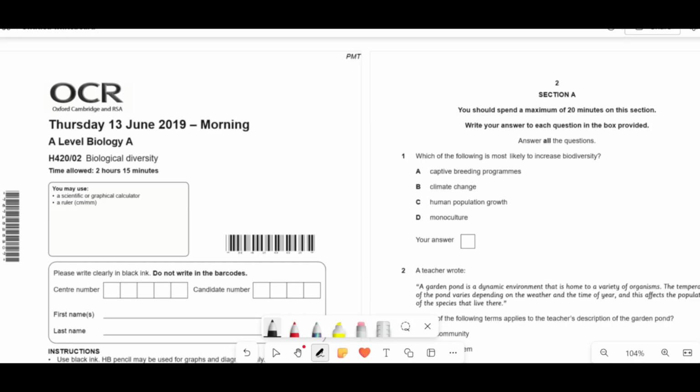Tutoring on there. Hello everybody, welcome back to another episode of the A-Level Cookbook. Today we're going to be doing the OCR A-Level Biology A, June 2019 paper. So let's get started, paper 2.